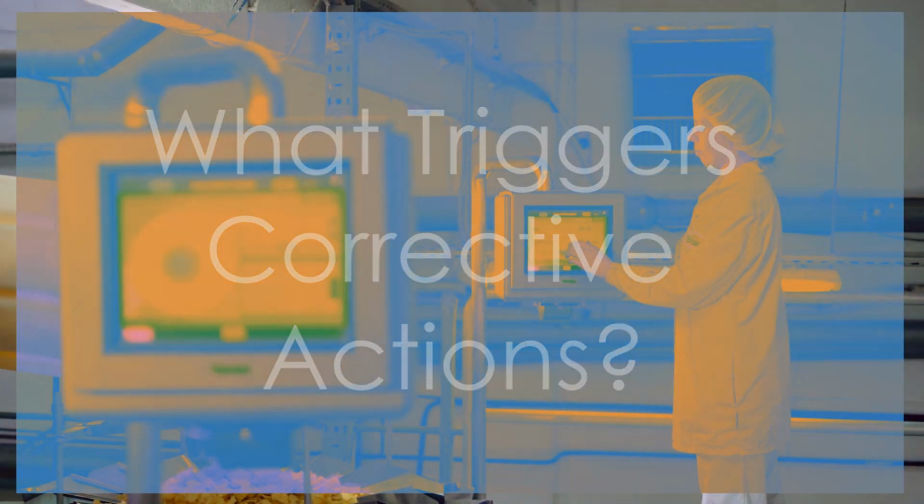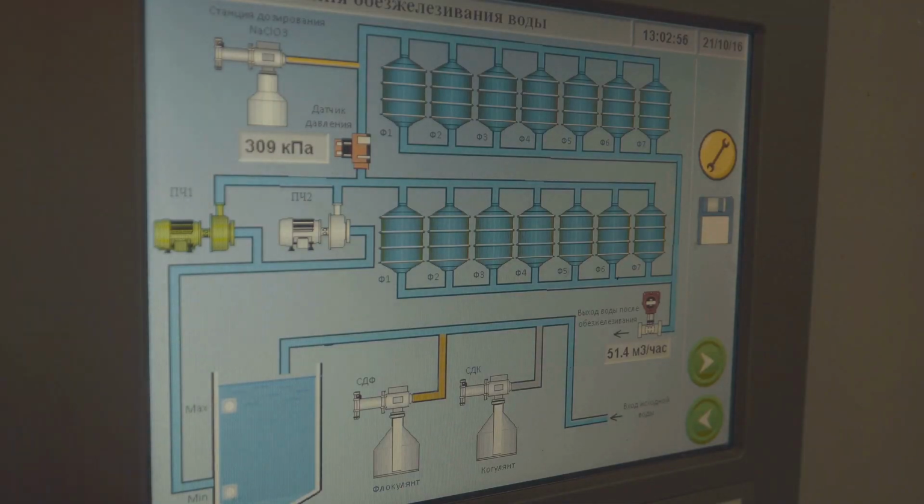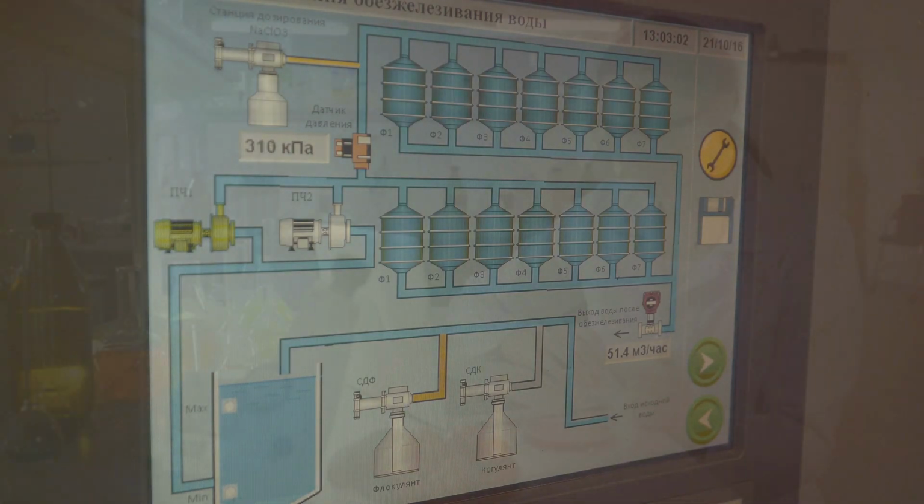What triggers corrective actions? Whenever there's a deviation from a critical limit at a HACCP, it's a sign that something needs to be fixed. This triggers the need for corrective actions.